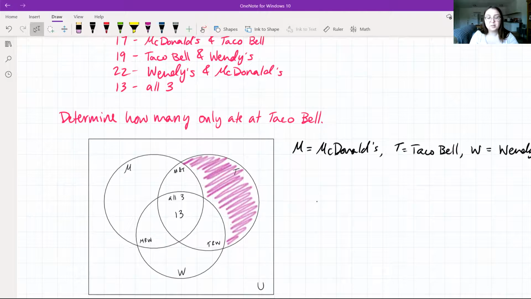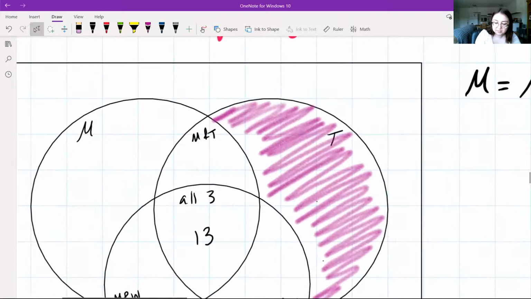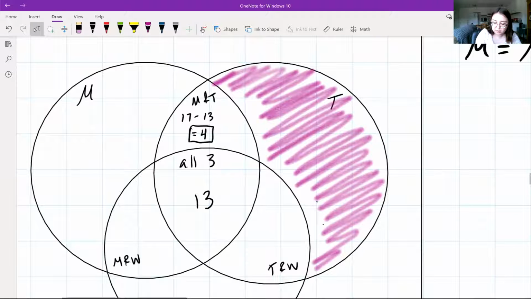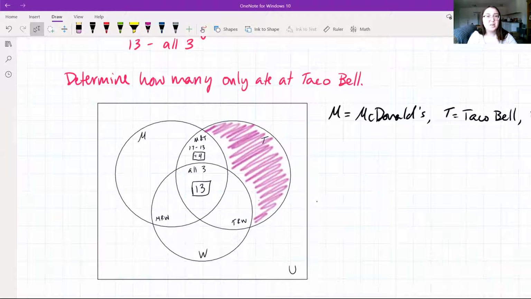All right, so now we can move on into labeling all of our regions or assigning values. So let's start with McDonald's and Taco Bell. We have that 17 people ate at McDonald's and Taco Bell, but 13 of those people ate at all 3. So we have 17 minus 13, and that's going to equal 4. And let's box in all of our definitive final answers. So 4 people ate at McDonald's and Taco Bell.